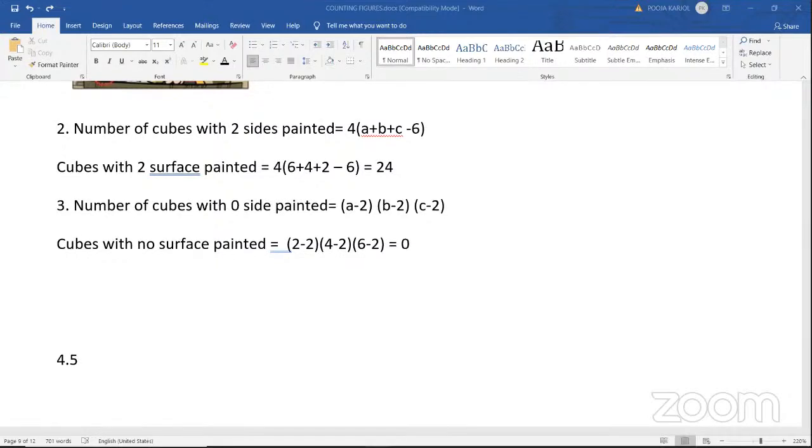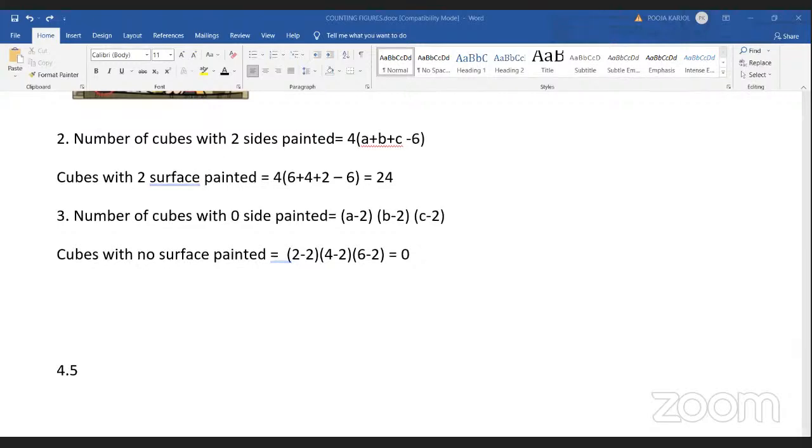Ma'am, this cubes with two surface painted is equal to 4 into 6. You just write the formula, no, ma'am. Formula what? I didn't understand the question. Ma'am, how that 6 plus 4 plus 2, can you just teach again, ma'am?